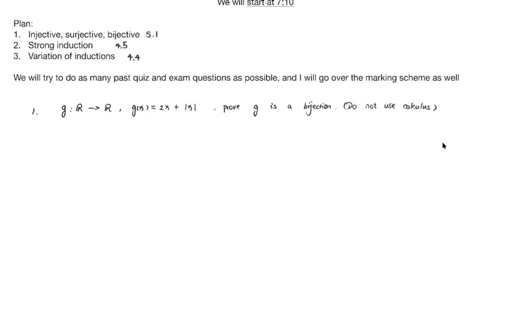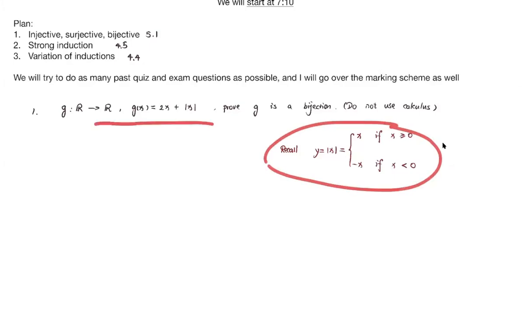So for people who are getting stuck, I'll give you a hint. Recall the definition. Let me write it here. If you have y equals the absolute value of x, you can write it as a piecewise function where this is x if x is greater than or equal to 0, and this equals negative x if x is less than 0. Okay, that's going to make your life easier. So try to use this in this question.